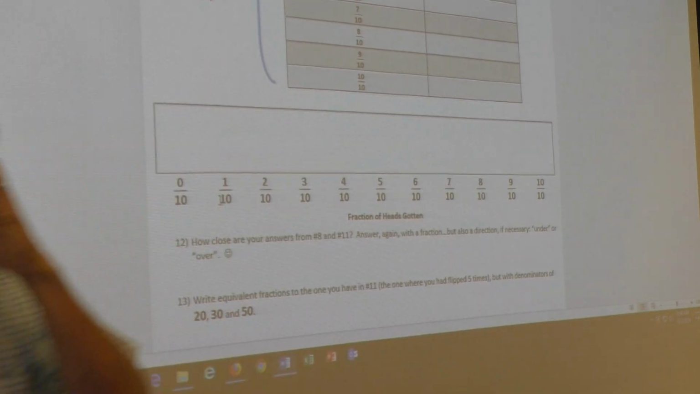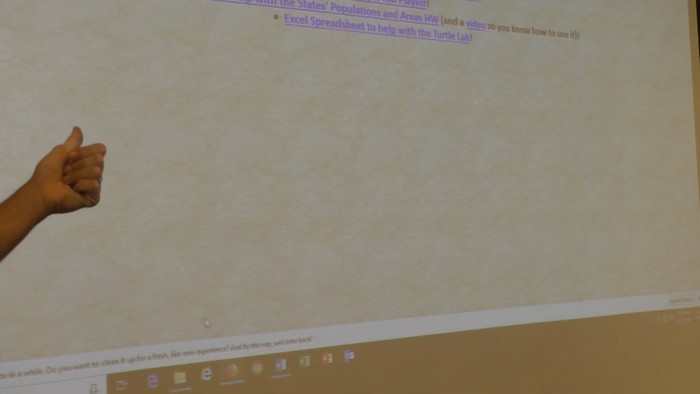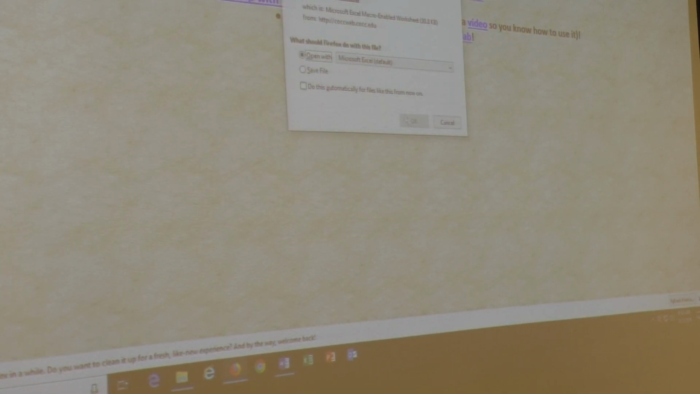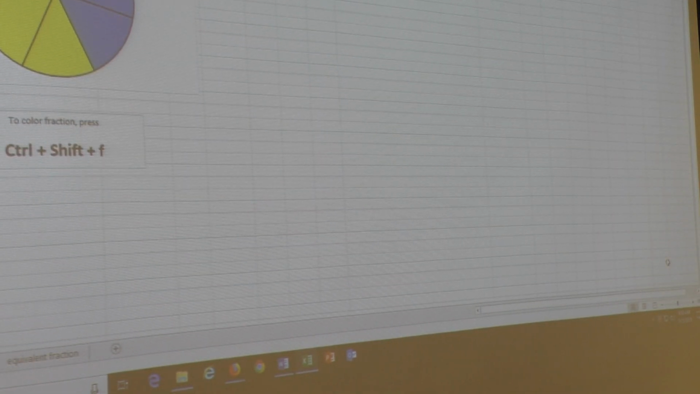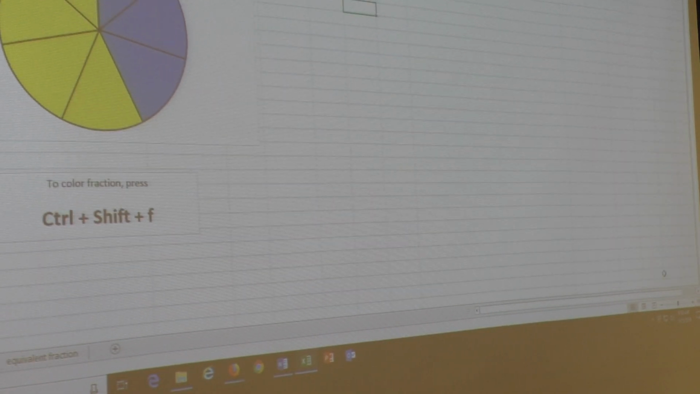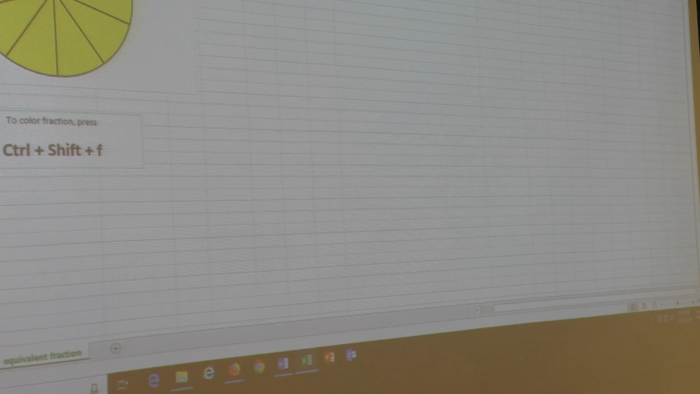In case you want to know where this fraction thing is, it's in the same place on the website as the notes. It's right here, an Excel spreadsheet to help visualize fractions. Who wants to give me their two fractions? The first one is 1/5. Okay, other one? 5 over 10.